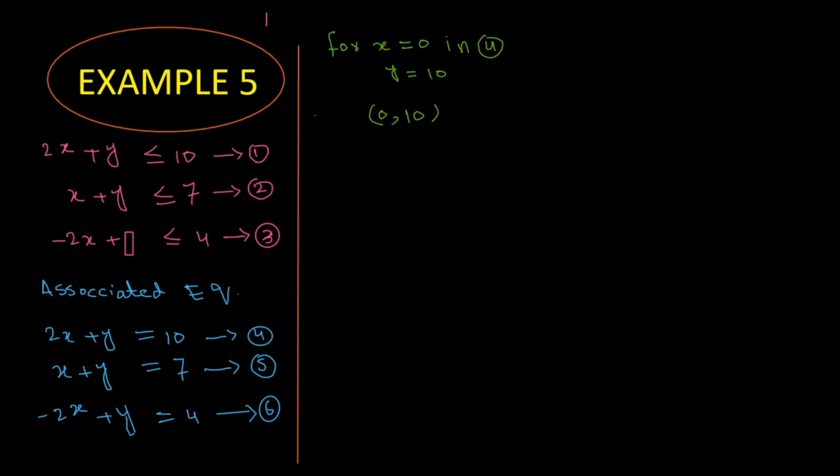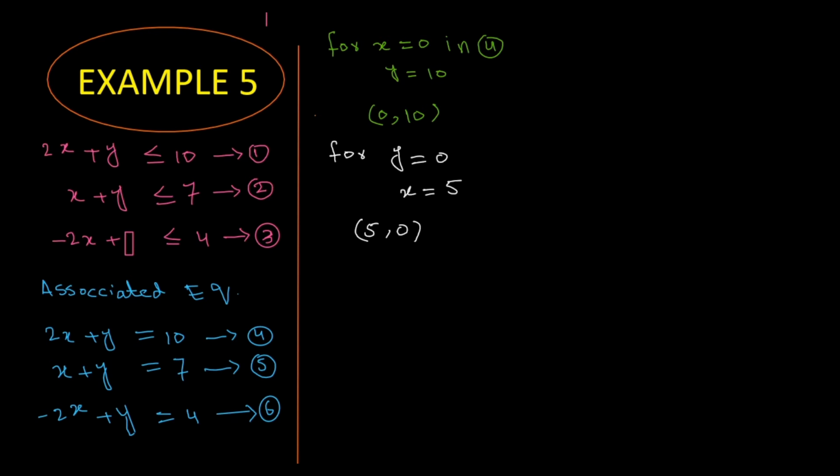Okay, and if we take y is equal to 0, the equation 4 will become 2x is equal to 10, which means that x is equal to 5. This implies x is equal to 5. So our point is (5, 0). Okay, so these 2 points.